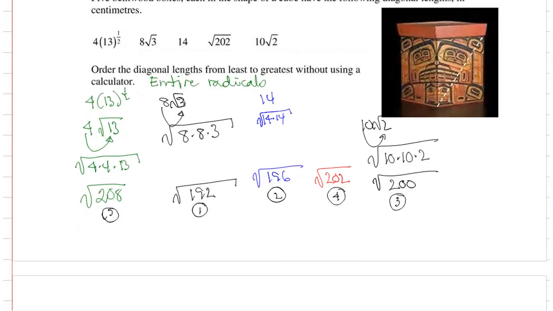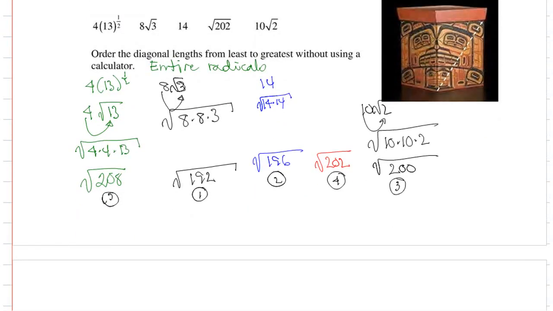Now, one thing to keep in mind when you're ordering these, you want to order them using the original numbers. Okay, so that means we want to go 8 root 3 is less than 14, which is less than 10 root 2, which is less than square root of 202, which is less than 4 times 13 to the 1/2 power. Okay, and this is going to end part 3.